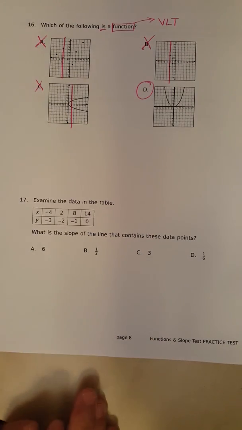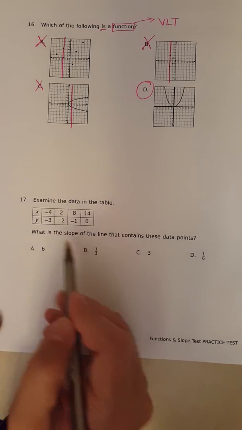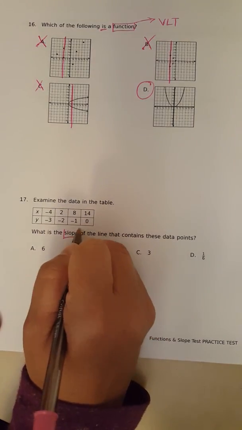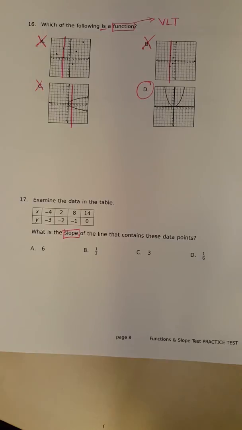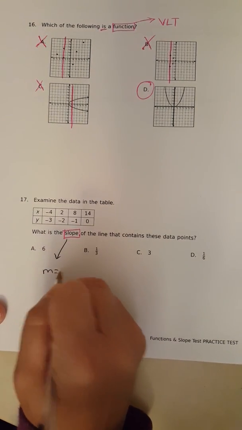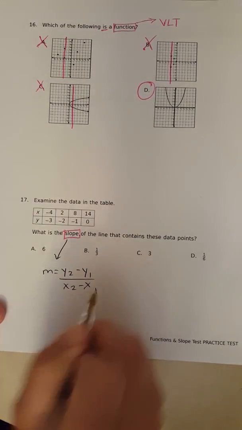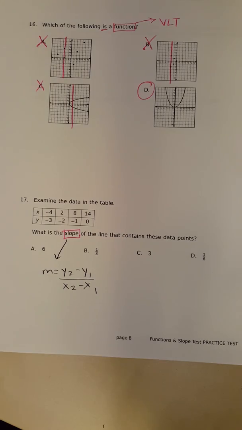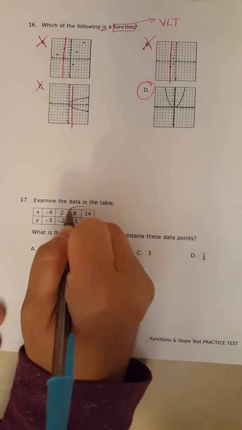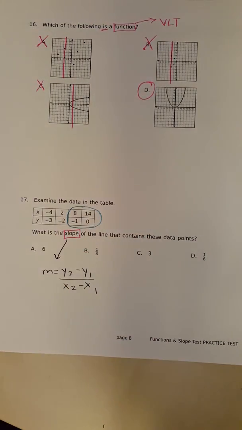All right, number 17. This asks us to look at the data here and wants to know what is the slope of the line that contains those data points. Well, if all those are on the same line, it doesn't matter which two we pick to find our slope. So quick reminder, our slope formula, y2 minus y1 over x2 minus x1. And you can choose any points you want. I'm going to choose the ones on the end because I like that 14, 0. It's positive numbers. And the other one there, it's just the one right beside it.